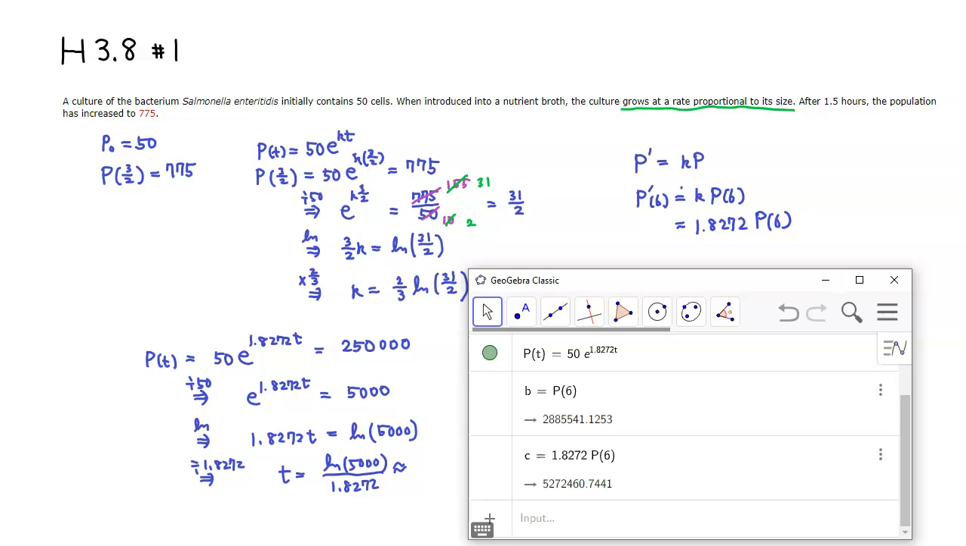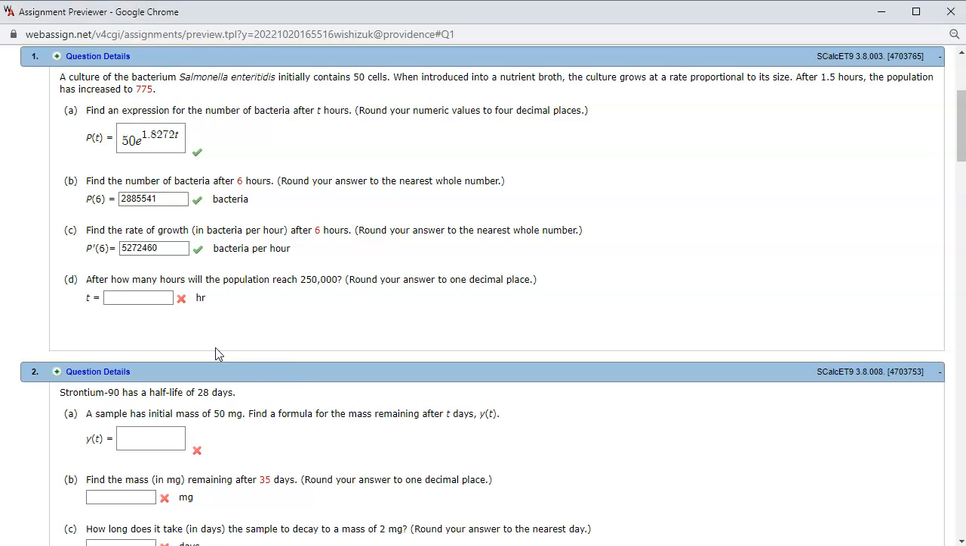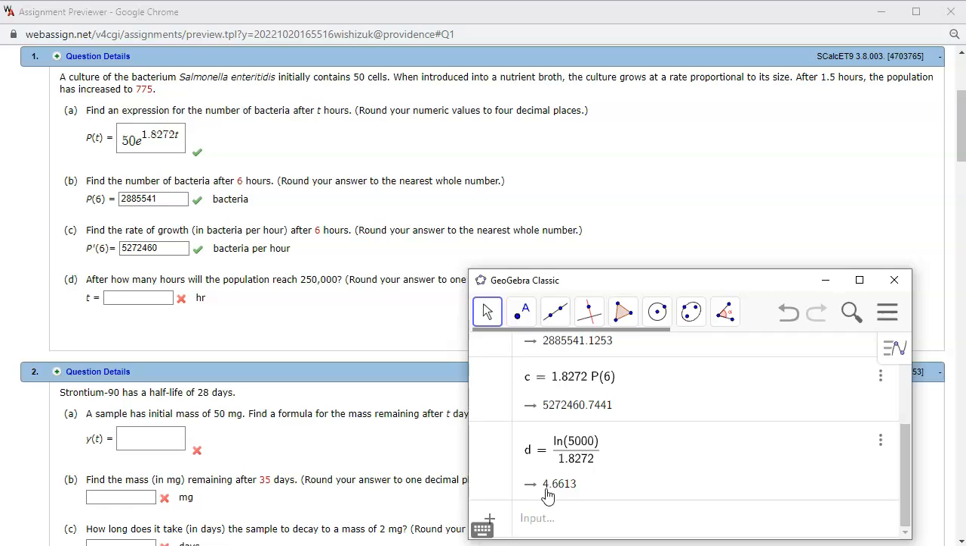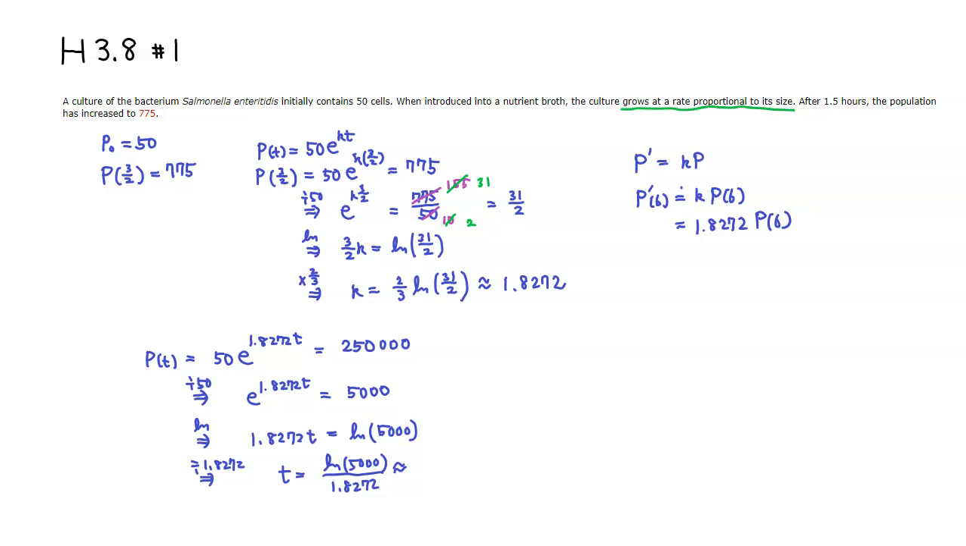Let's get the value there. Bring out GeoGebra. We want to compute the natural log of 5,000 divided by 1.8272, and what we get is about 4.6613. Let's type it in. It looks like we're to round to 1 decimal place, so it's going to be 4.7. Let's check the answer. It came back and looks like we got the last part correctly. Alright, that's it. I hope that this was clear.